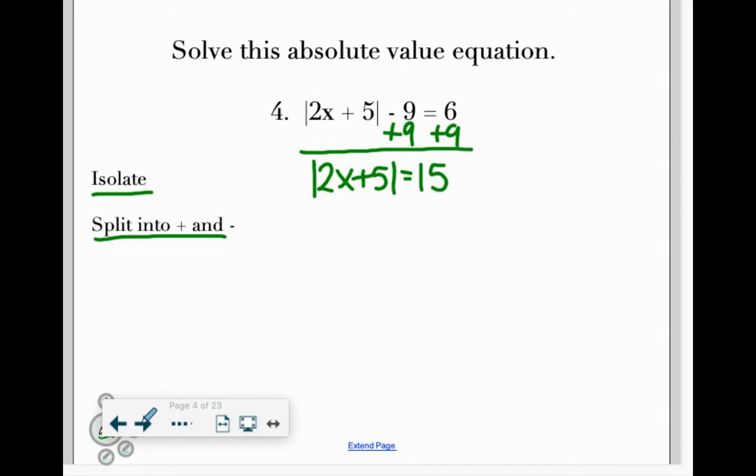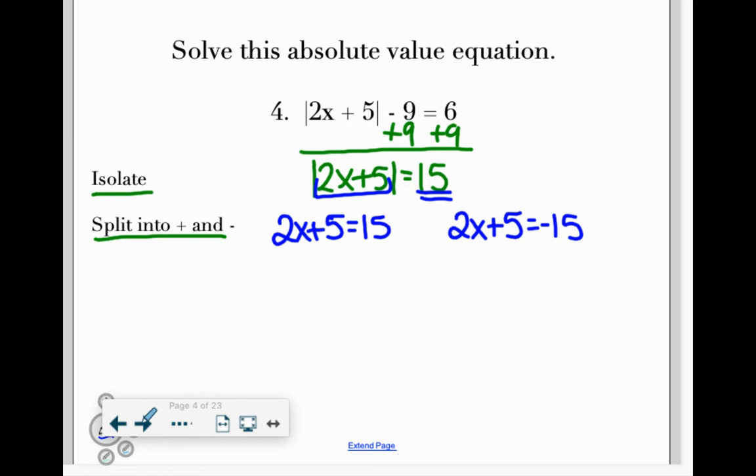Six plus 9 is 15. Now, the only thing I have on the left side is the absolute value. That is essentially saying that in this problem, 2x plus 5 is 15 units away from 0. And that can be 15 units to the right, which means it equals positive 15, or 15 units to the left, which means it equals negative 15. But notice how I didn't split it up into the 15 and negative 15 until the absolute value was the only thing on that side.